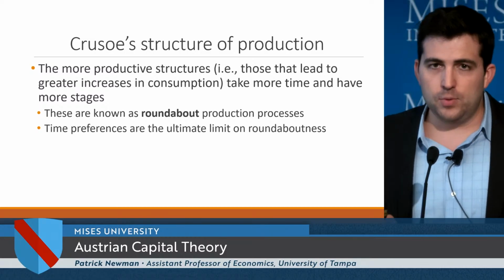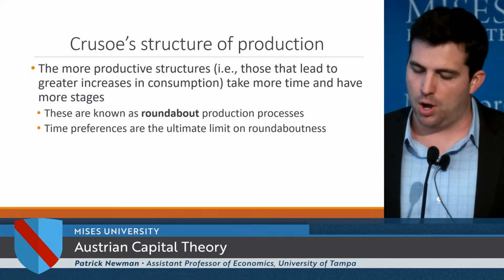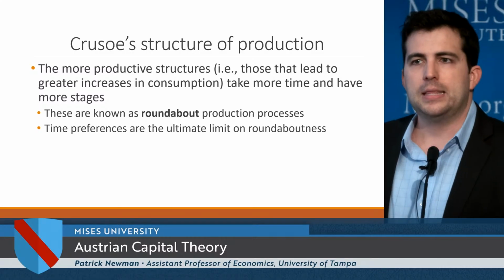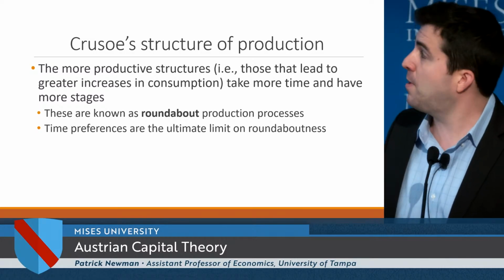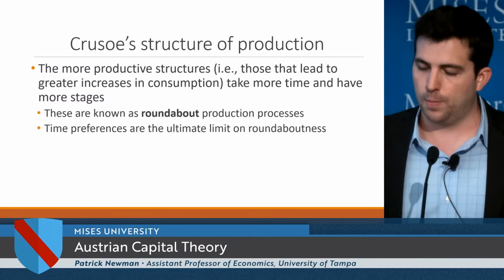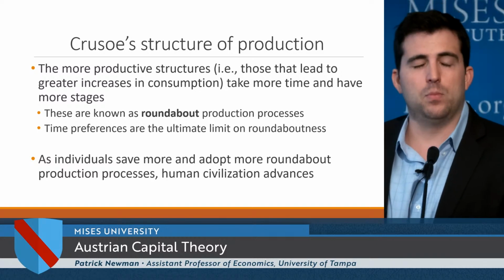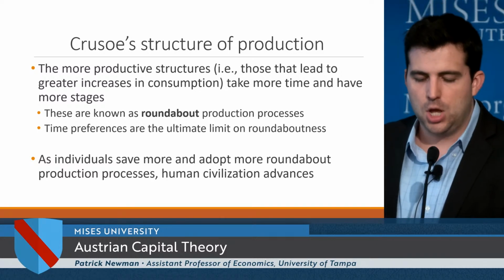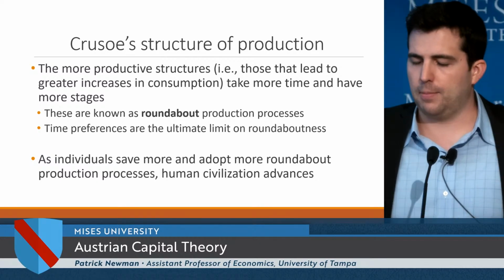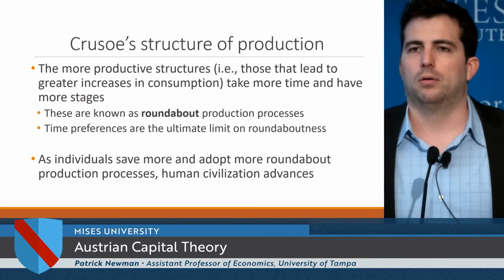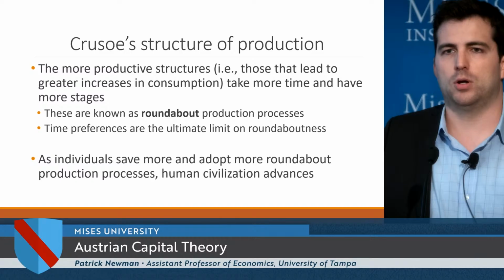But we'd say, well, our balancing of present consumption and future consumption, that's the ultimate limit on roundaboutness, right? That's the ultimate limit that prevents us from adopting the longer production processes. But as time preferences fall, we adopt those longer production processes, right? As individuals save and adopt more roundabout production processes, human civilization advances. The total structure of production, which I'm going to talk about now, gets longer and longer, right? This is what distinguishes us from 50 years ago, 100 years ago, and so on and so forth.